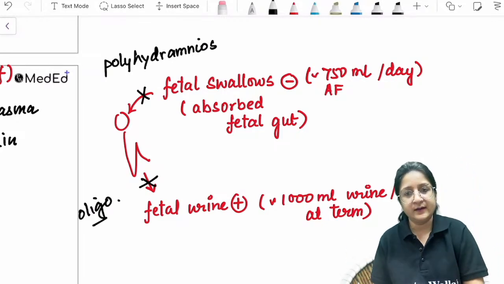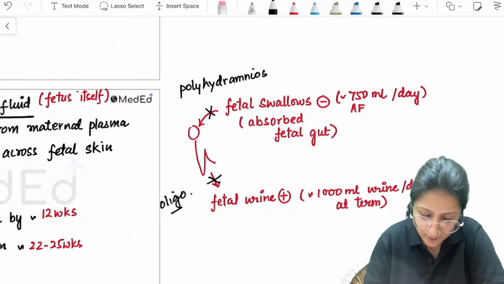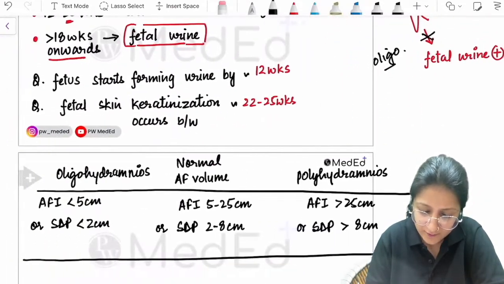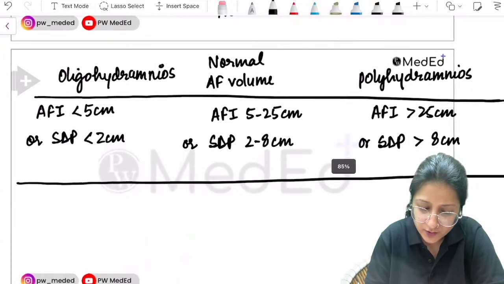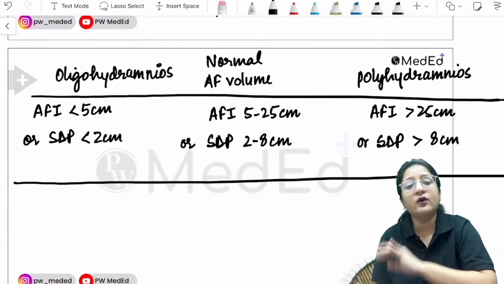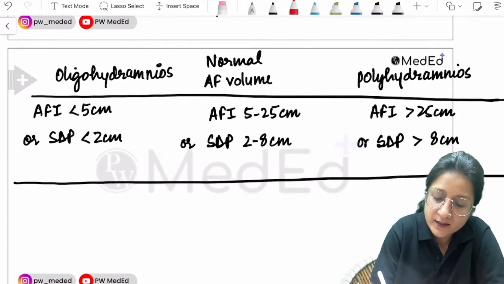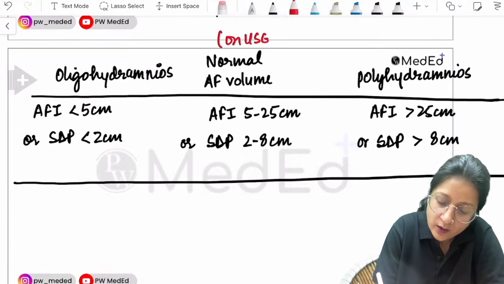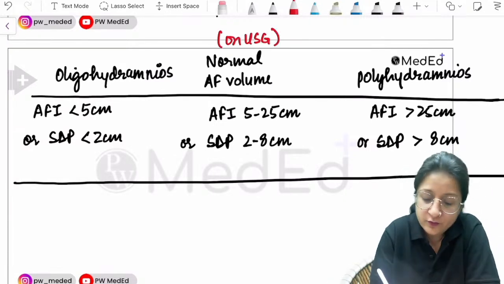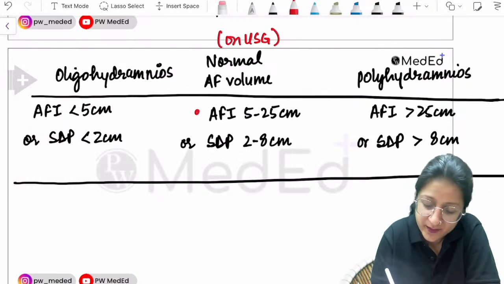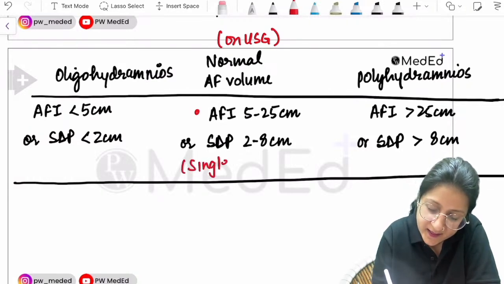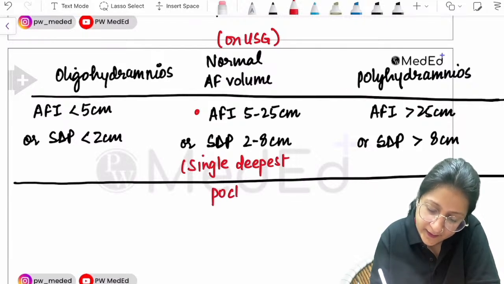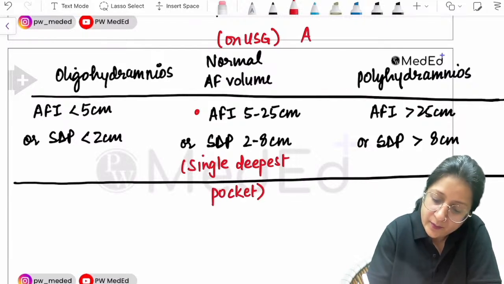As simple as that. Now let's have a look at the normal values, because there are direct questions on normal values also. Amniotic fluid volume is measured on ultrasound. On ultrasound, we see the amniotic fluid index, or we can see the measurement of the SDP. SDP stands for single deepest pocket, and AFI stands for amniotic fluid index.